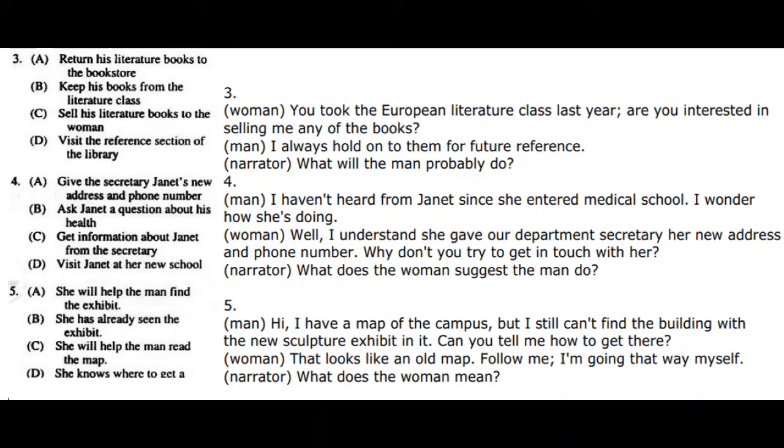Number 3. You took the European literature class last year. Are you interested in selling me any of the books? I always hold on to them for future reference. What will the man probably do? Number 4. I haven't heard from Janet since she entered medical school. I wonder how she's doing. Well, I understand she gave our department secretary her new address and phone number. Why don't you try to get in touch with her? What does the woman suggest the man do?